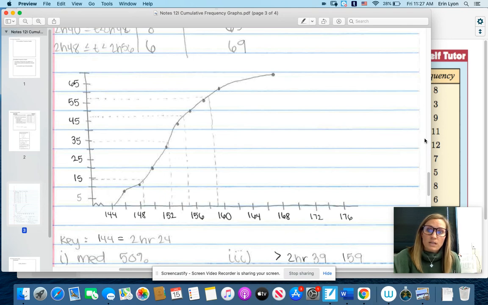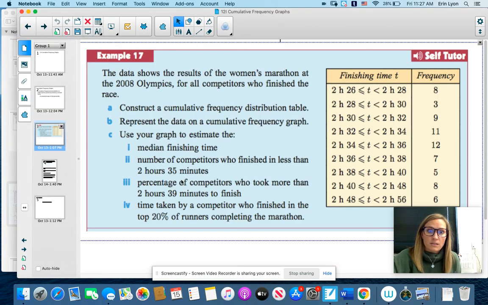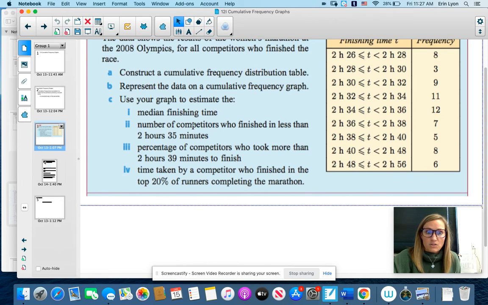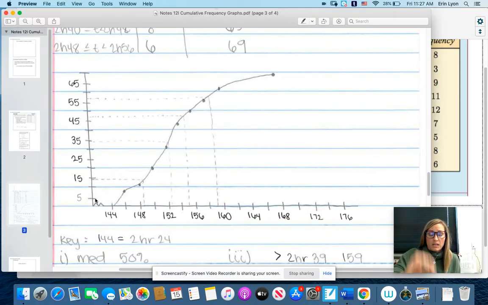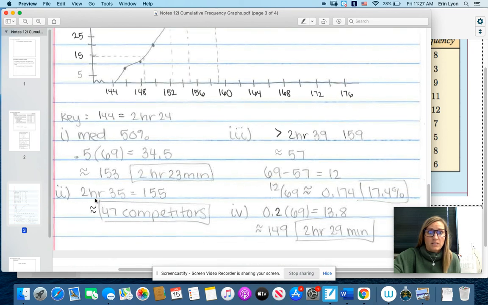So once we get the curve, the next thing we want to do is actually answer our questions. So part C is all of the questions. We're using the graph to estimate it. So again, let's take a look at this part that I've already done.